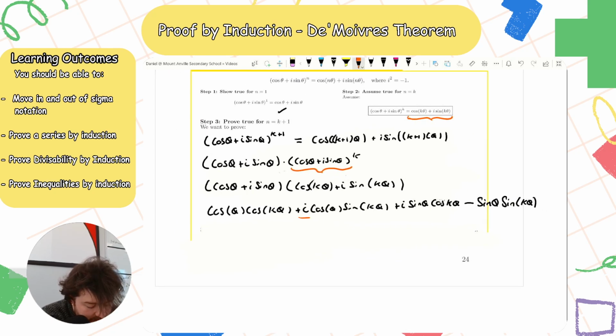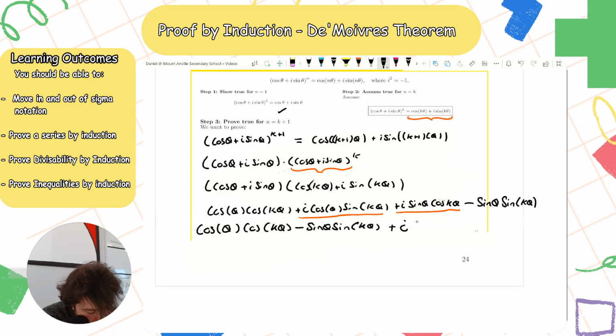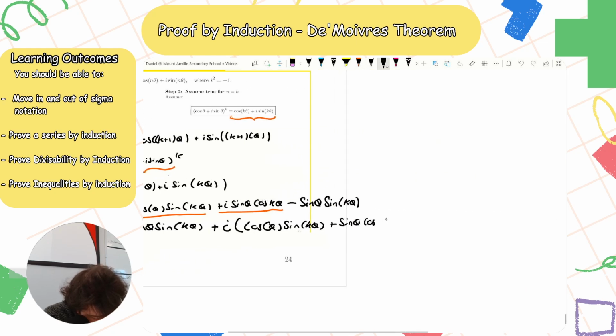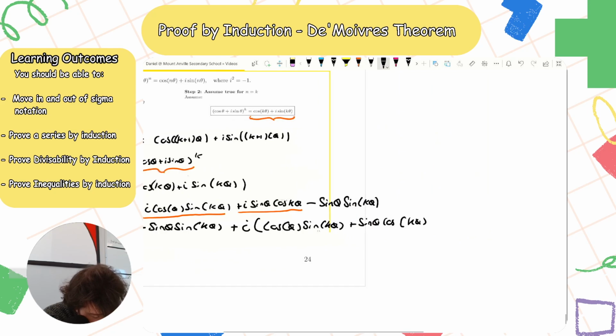Now what I'm going to do is gather my imaginary and real parts. So I have cosine theta cosine k theta minus sine theta sine k theta, plus, I factor out the i here, cosine theta sine k theta plus sine theta cosine k theta.